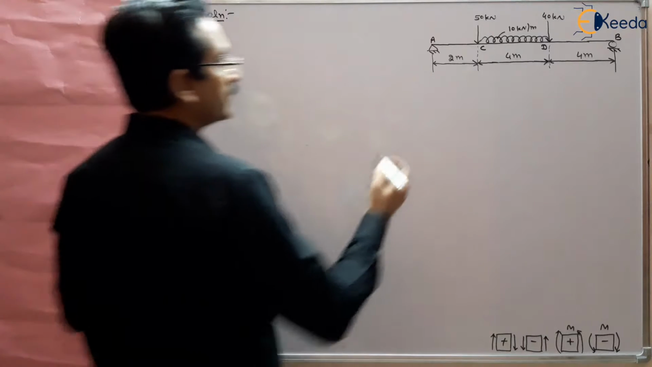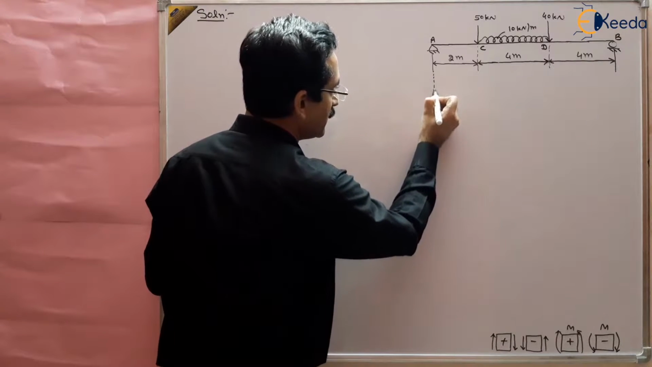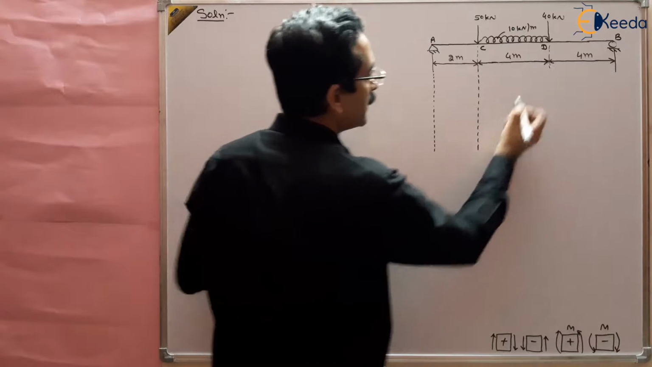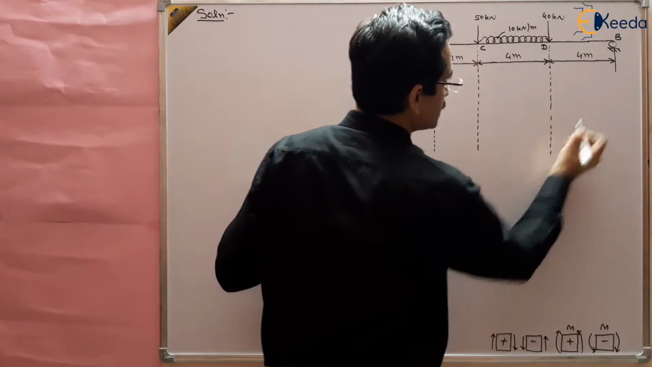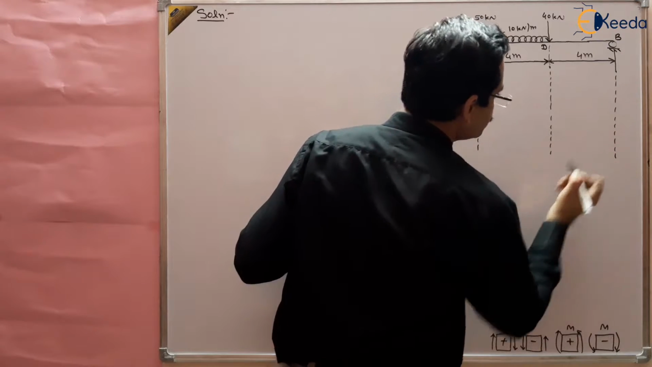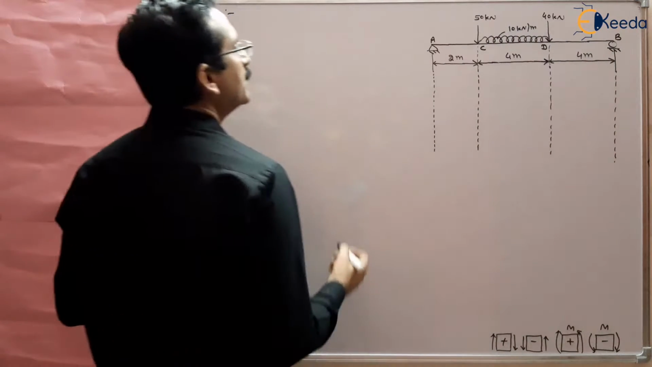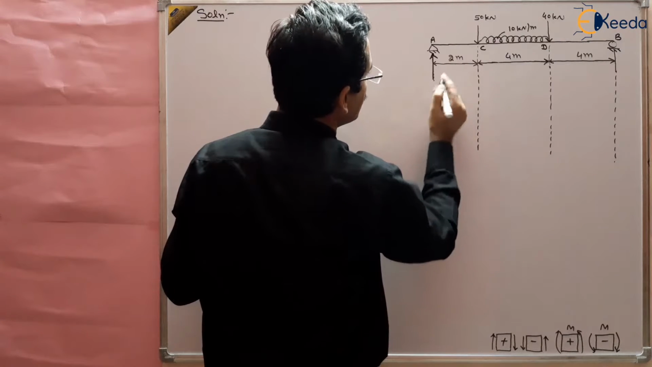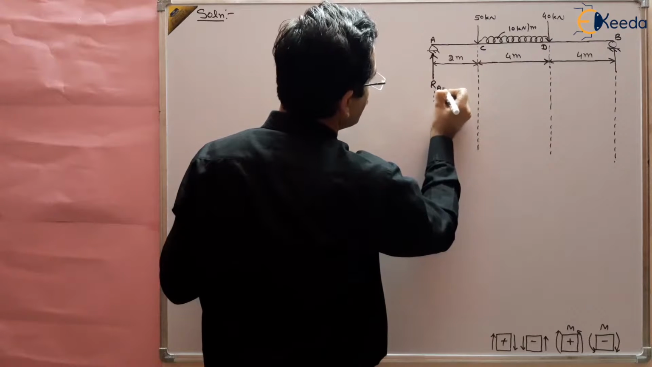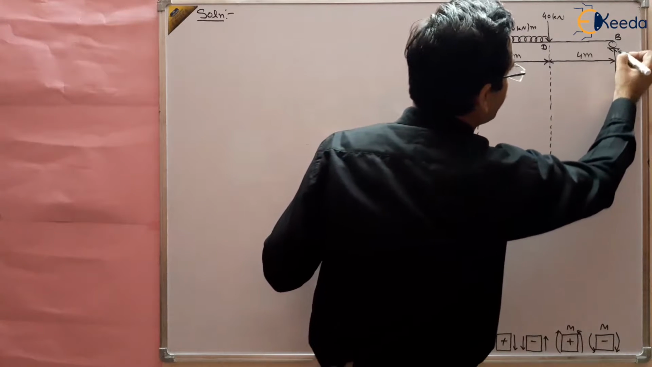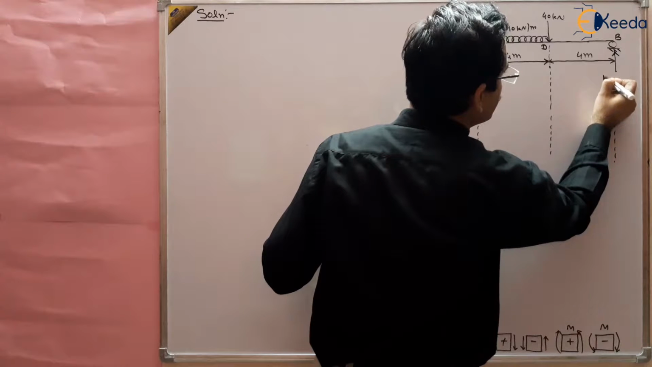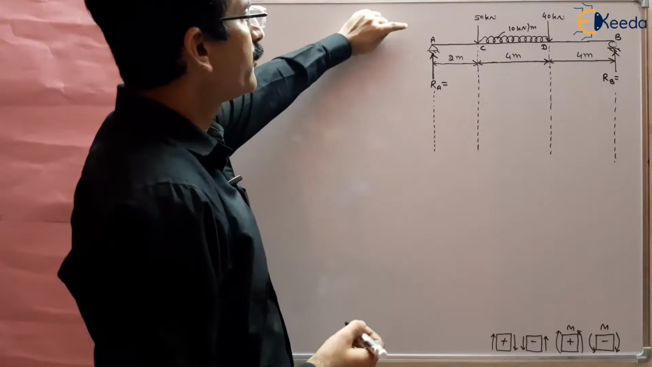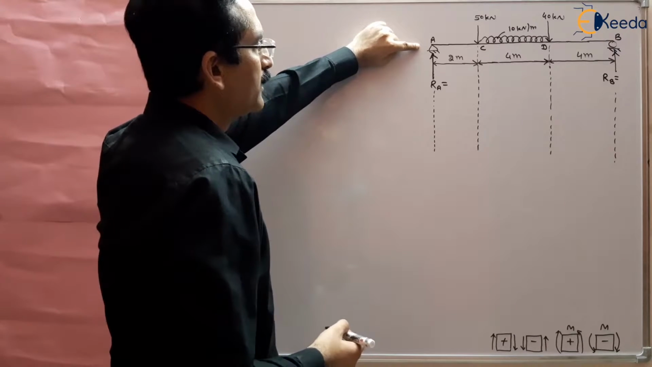First of all, we have to find out the reactions at support A and B. First find out the reactions and then we will proceed, right? So what is reaction at A? Suppose this is RA, and what is reaction at B? Suppose this is RB. First of all, find out RA and RB. Take moment of all the forces about A.